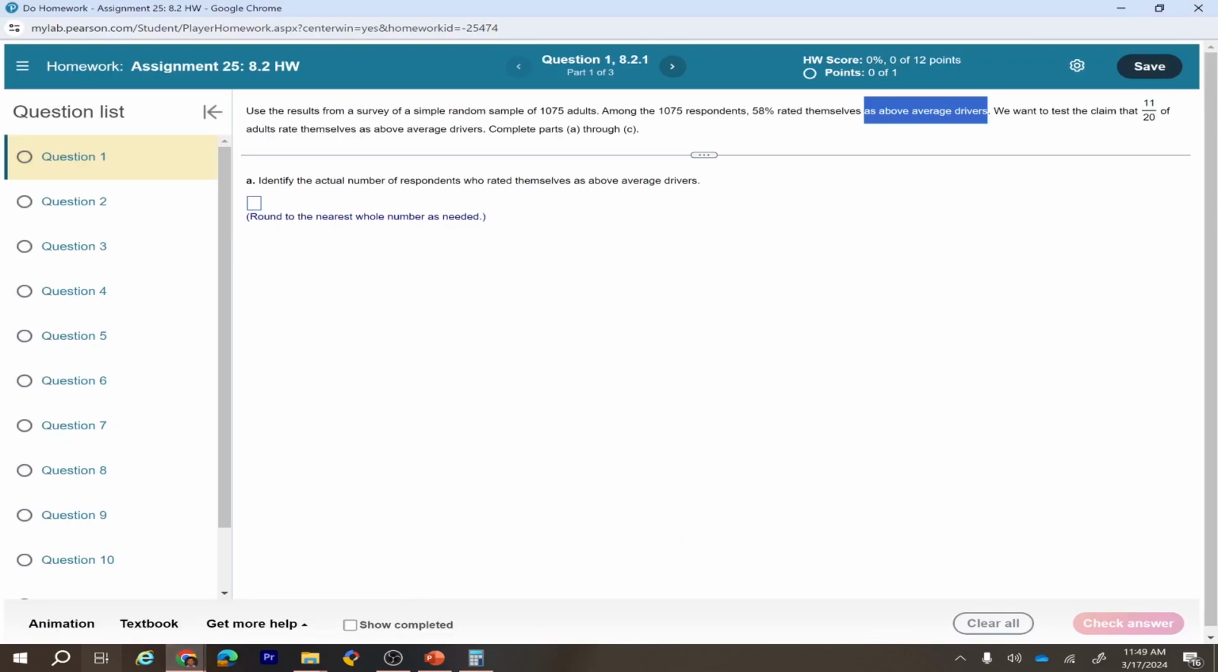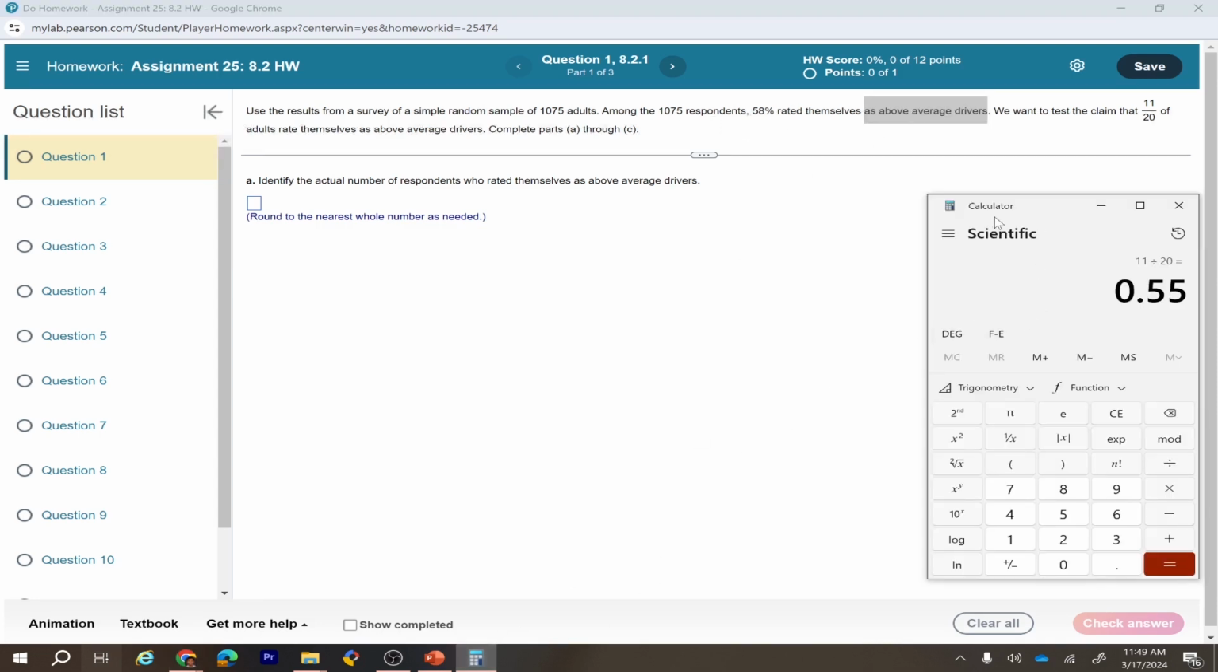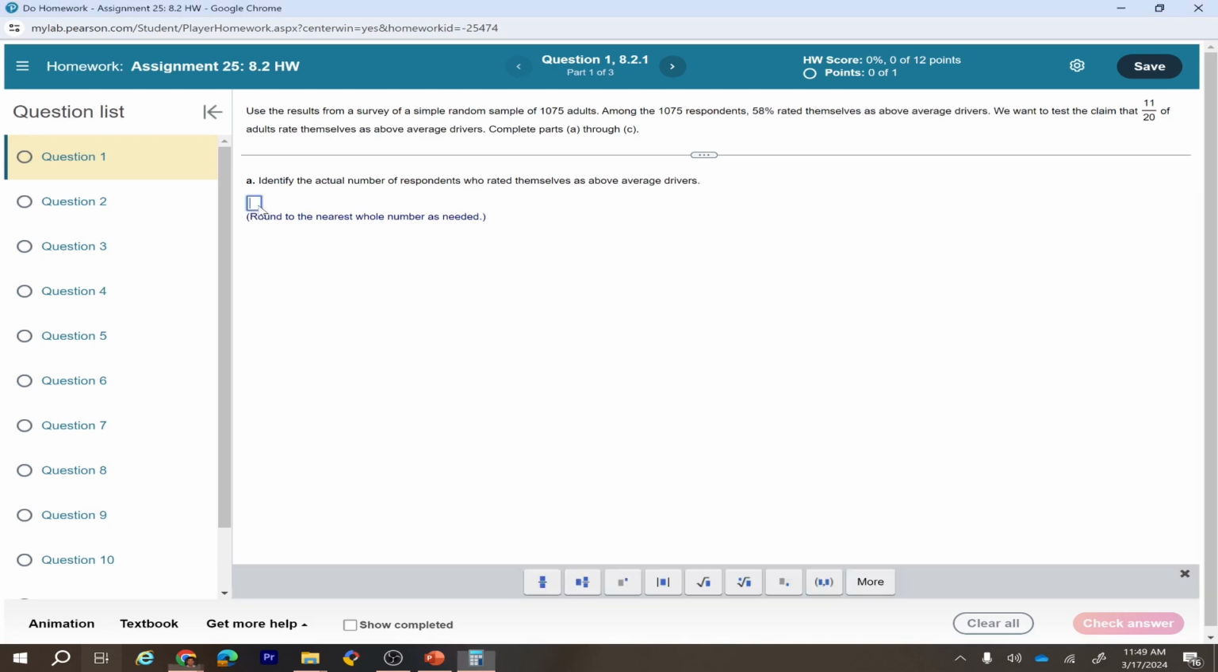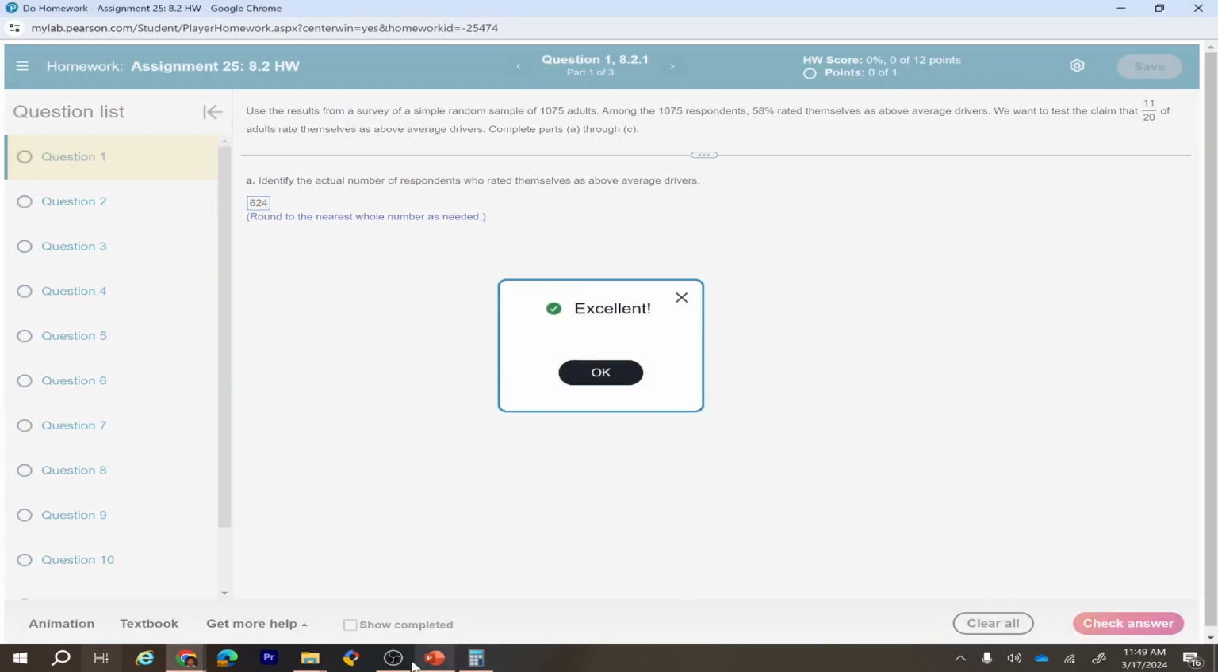Now identify the actual number of respondents who rated themselves as above average drivers. So out of 1075, 58% rated themselves above average drivers. What is that? 1075 times 58% is 623.5. Rounded to the nearest whole number, it's 624.